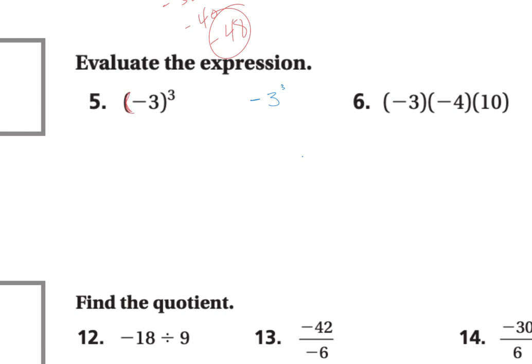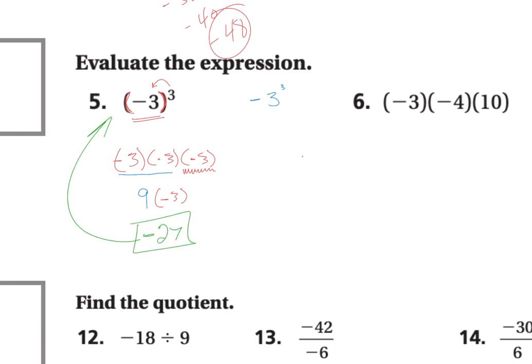This one is saying, hey, look, I got parentheses, so I want 3 groups of exactly this. So it would look like this, okay? And this is -3 times -3, that's +9. We're still multiplying by that -3, and we get -27. So that is the answer for number 5, but what is this?